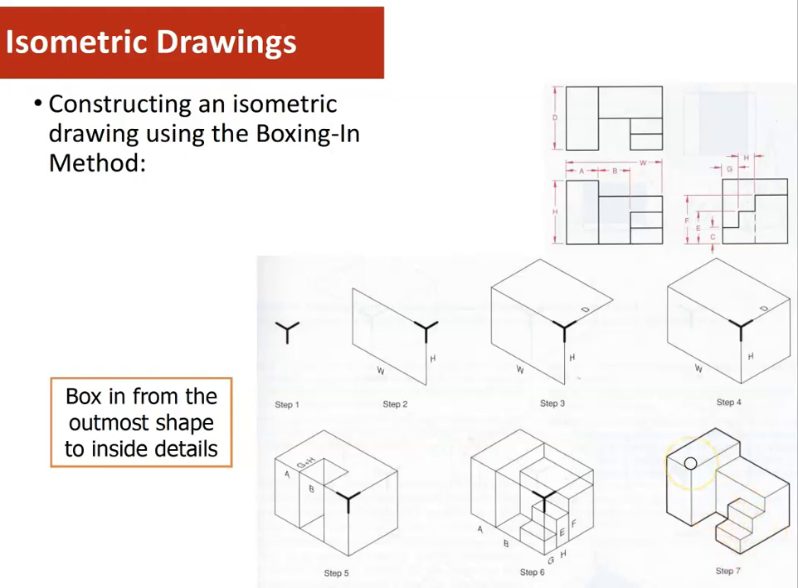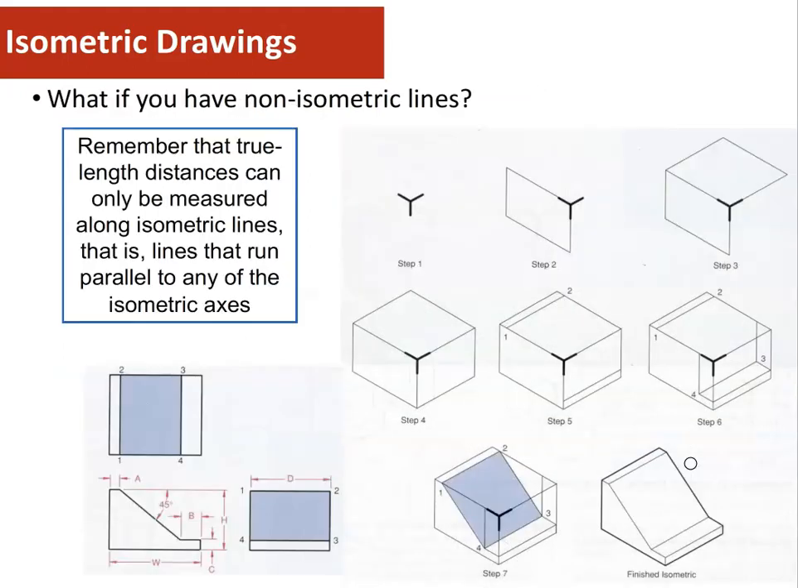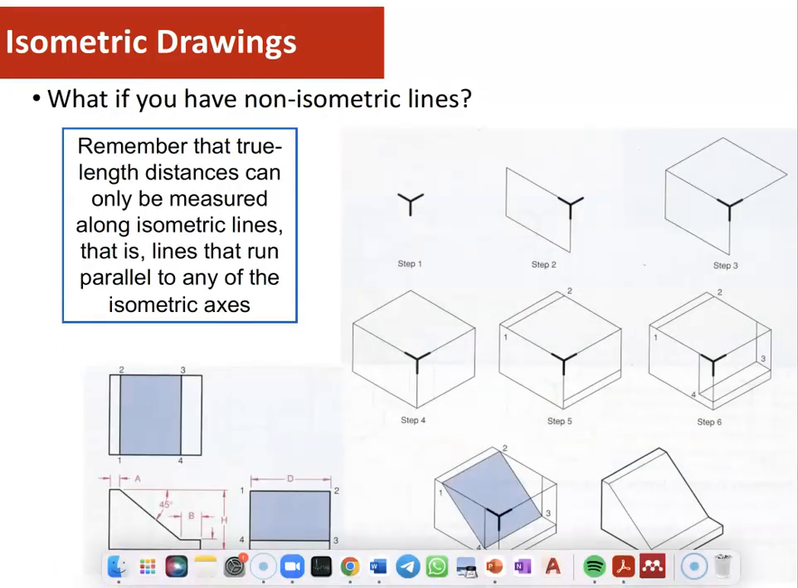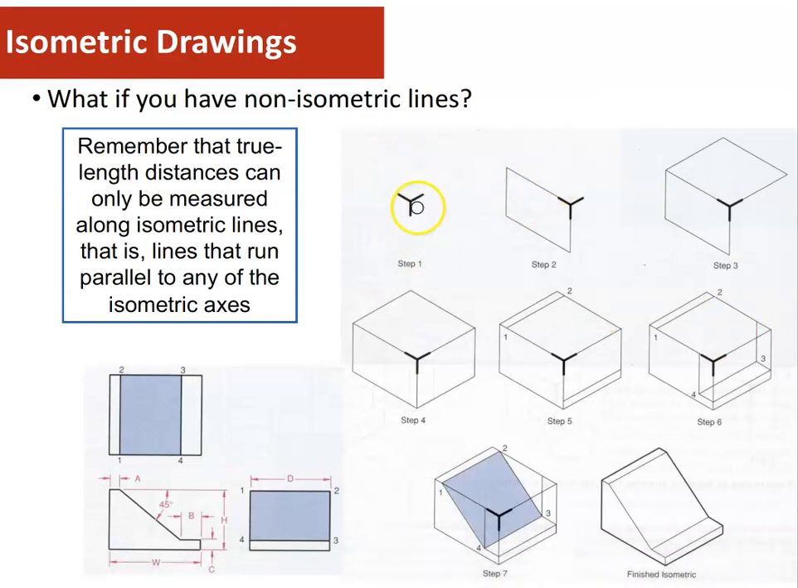Okay, so use the knowledge that you have learned from orthographic projection and orthographic drawing to construct this isometric drawing. Alright, so what if you have non-isometric lines? What do you do? Remember that we started with an axis, and then we draw a block, and then we fill in the details according to the isometric axis, right? But what if we have something that is not on the isometric line? So our drawing becomes slightly harder.